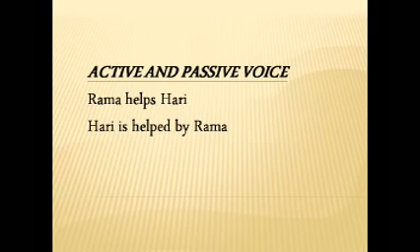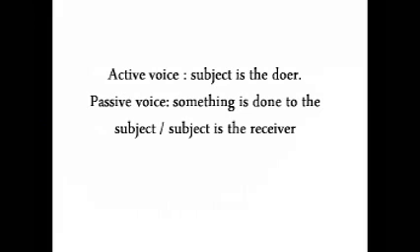Compare the two sentences. Rama helps Hari. Hari is helped by Rama. It will be seen that these two sentences express the same meaning. But in the first sentence, Rama helps Hari, the form of the verb shows that the person denoted by the subject does something. Rama, the person that is denoted by the subject, does something. The verb helps is therefore said to be in the active voice.